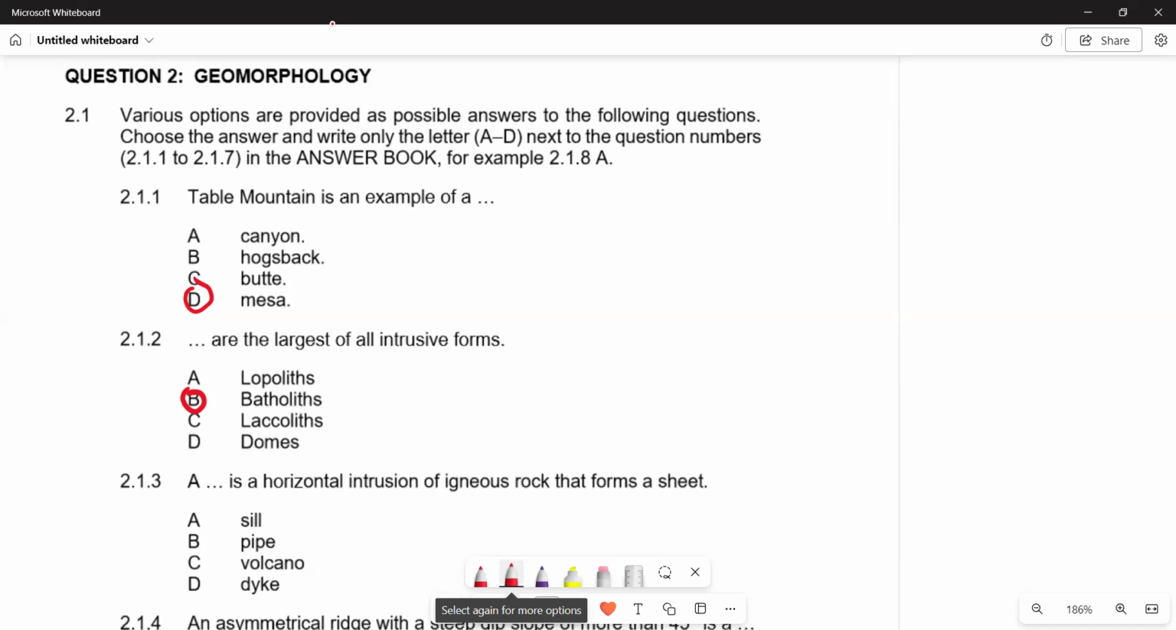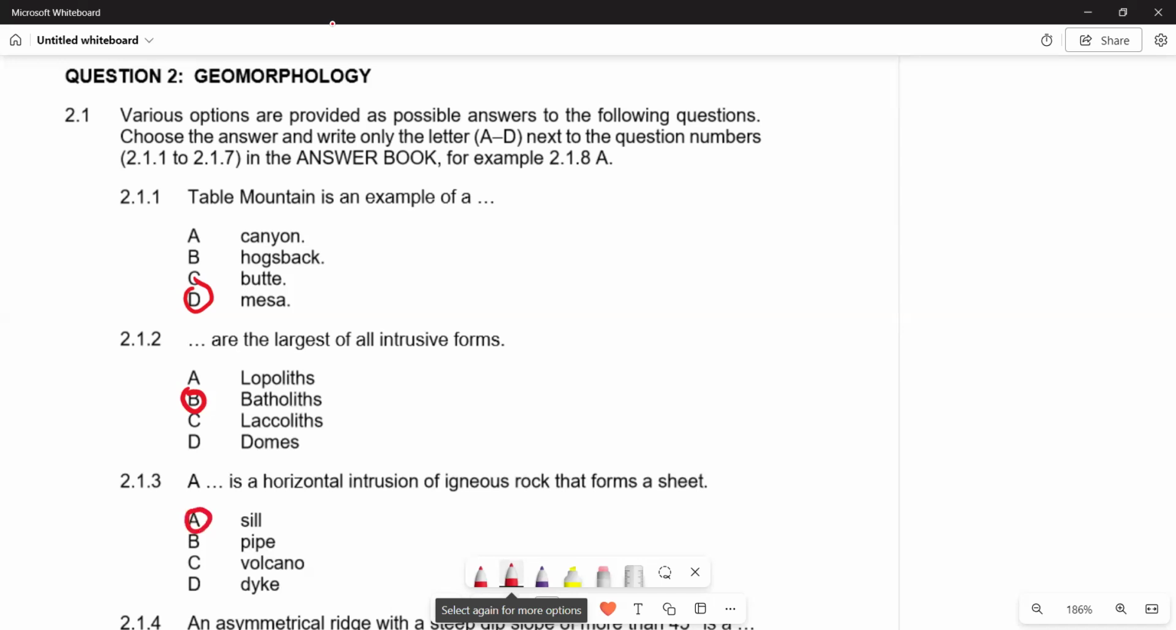Then we go to the next one, 2.1.3. It reads, a dash is a horizontal intrusion of igneous rock that forms a sheet. A, sill, B, pipe, C, volcano, D, dike. According to the responses that we are given, we see that A is the correct answer, which is sill.